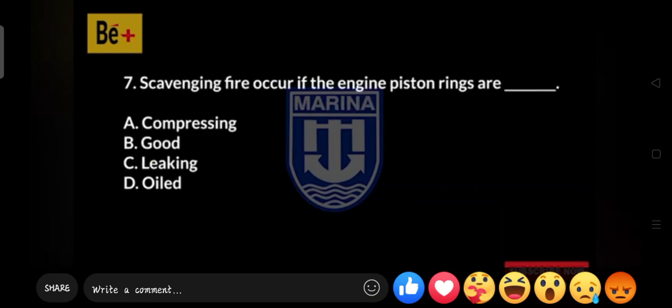Closed. Scavenging fire occurs if the engine piston rings are A. Compressing, B. Good, C. Leaking, D. Oiled. The answer is C. Leaking.